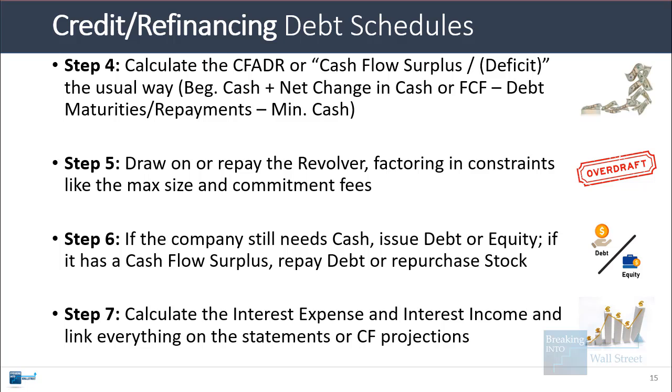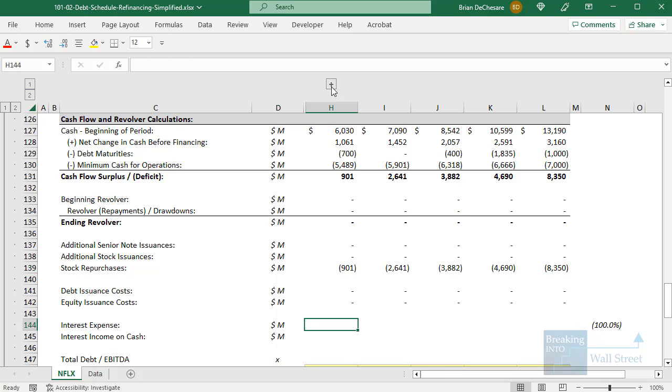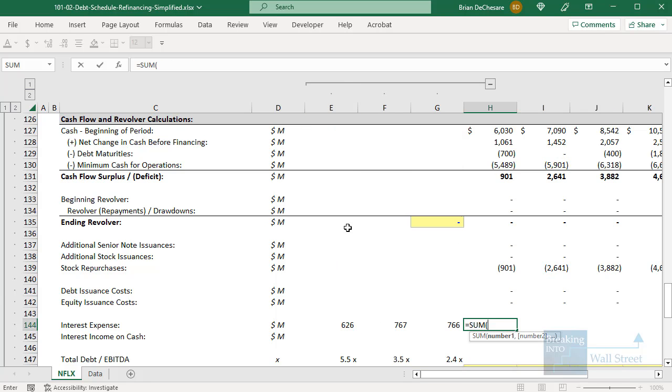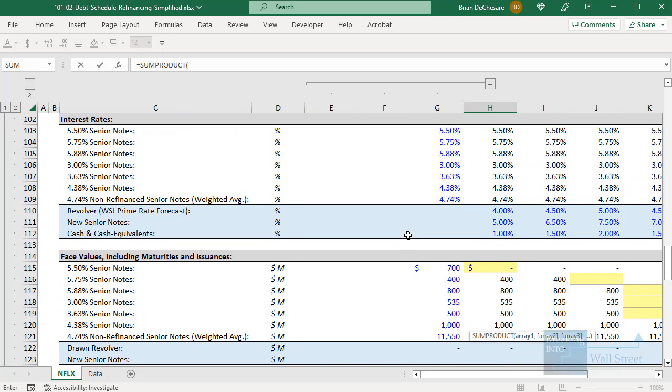The next step here is to calculate the interest expense and interest income and link everything on the statements or on the cash flow projections. Let's go to the interest expense first, and I'm going to do a sum product function right here. And let's go up to our interest rates where we have them right up here.